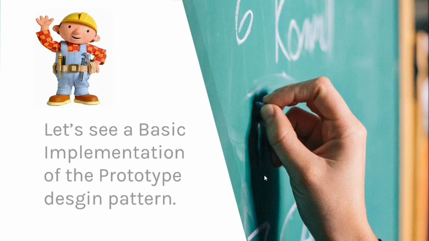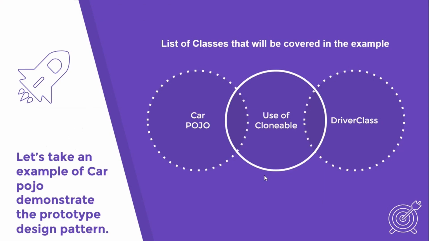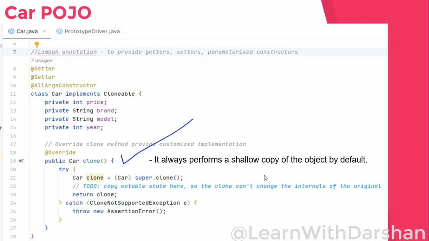So let's see the basic implementation of the prototype design pattern. Here we are going to take an example of a Car POJO. We will use the Cloneable interface and one driver class to demonstrate our code. Here we have the Car POJO. I have used Lombok annotations to shorten the code, to provide getter, setter and all-argument constructor. You can see I have implemented the Cloneable interface here and provided the implementation for the clone method.